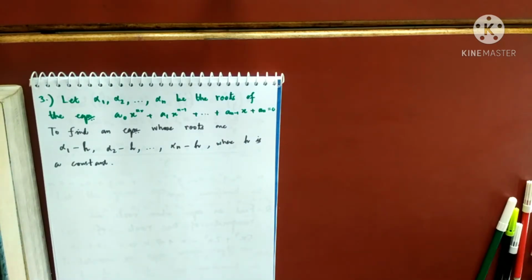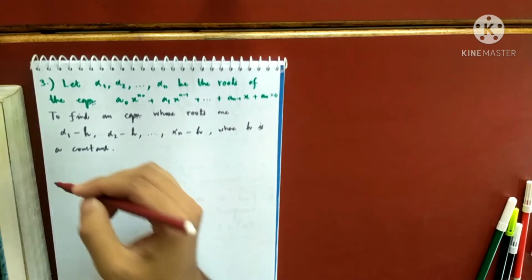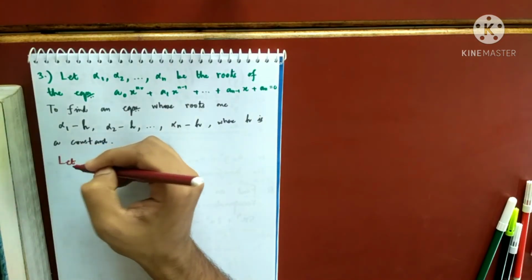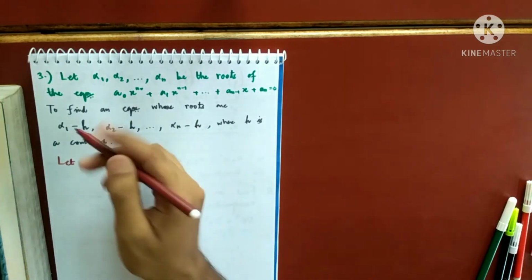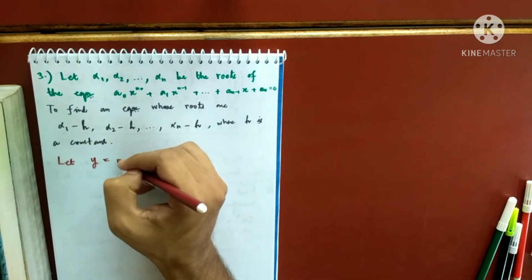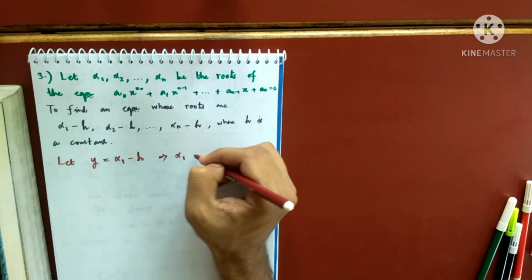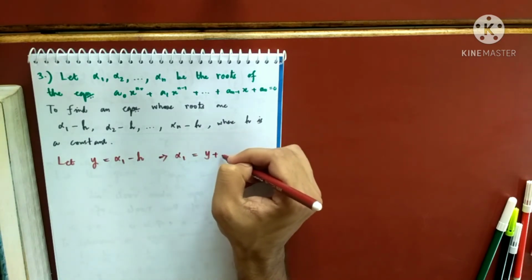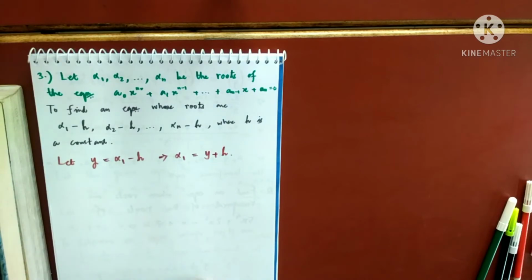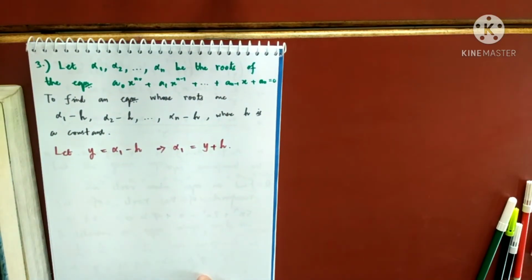So how do I start? Solution. As usual I will consider one of them as y. Suppose let y equal to alpha 1 minus h. Get the value of alpha 1. Alpha 1 is y plus h. Good enough. Alpha 1 is y plus h.